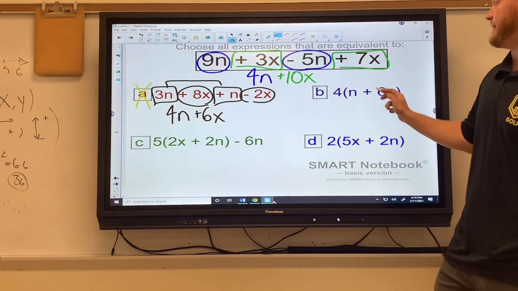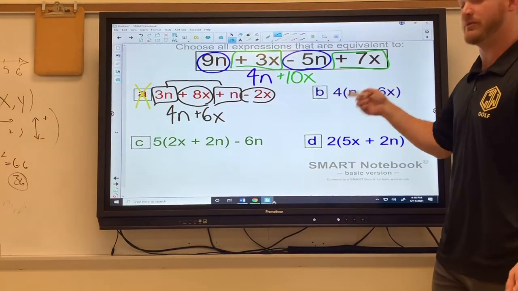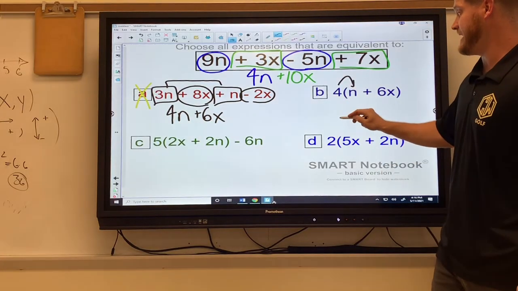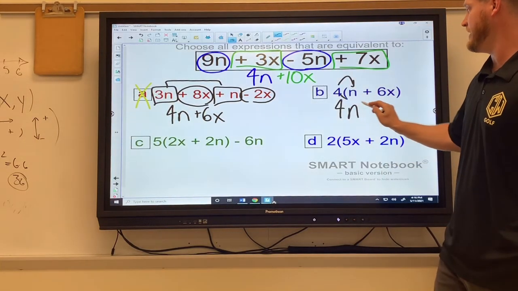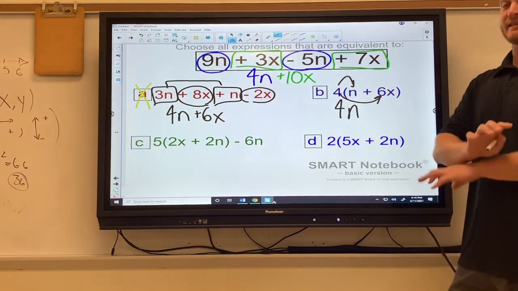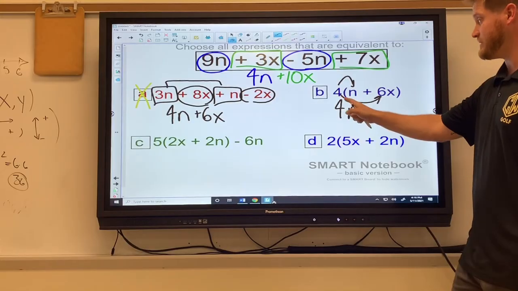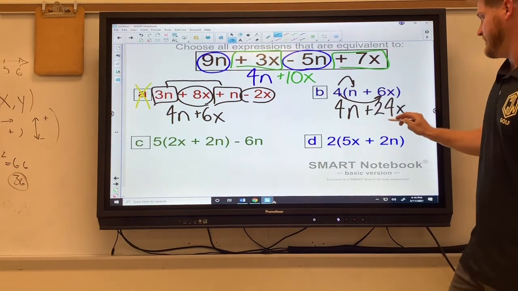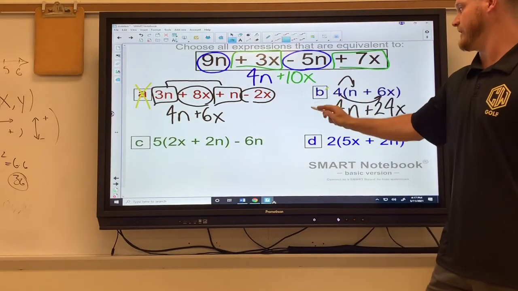The next one, B. We have parentheses and a number directly outside. We've got to distribute it. So go over, under. 4 times n is 4n. So far, so good. 4, they want you to try and add this to get 10x. That's a trap answer. We've got to multiply it. 4 times 6x is 24x. B is also incorrect.